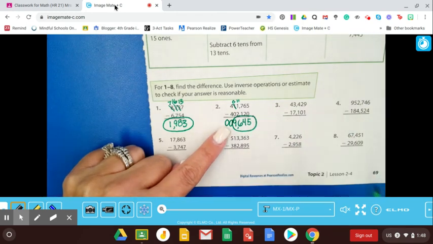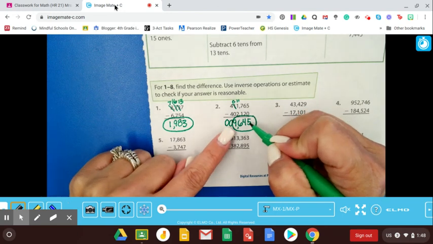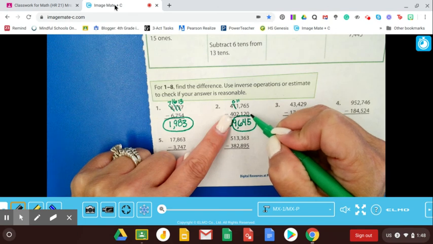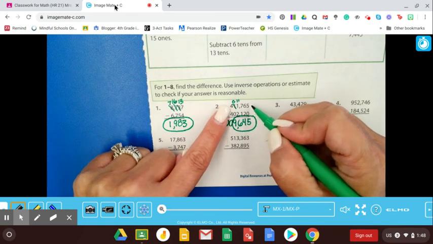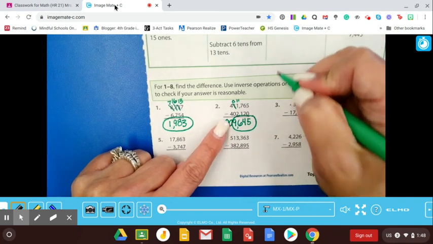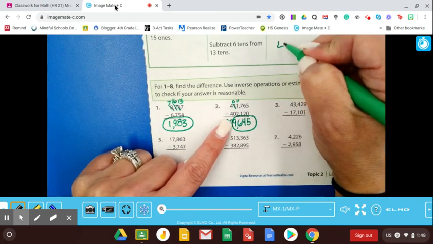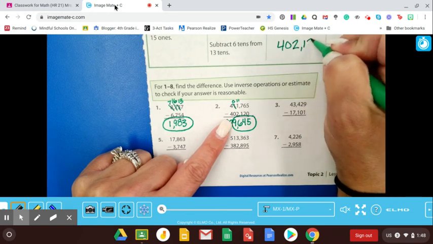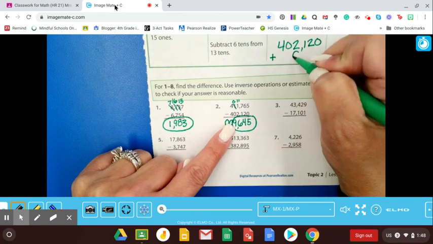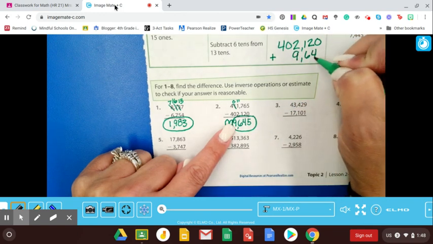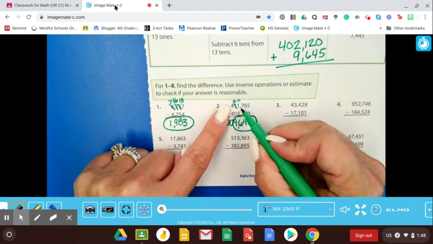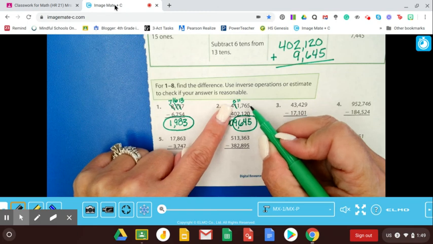The way that I would do that is I would simply add whatever my answer is to whatever I subtracted, and I should get the top number. So I'm going to just do that. Let's see. I'm going to just rewrite it here. 402,120 plus, I want to add my answer now, 9,645. And let me just see. Do I get 411,765? That's what I should be getting.